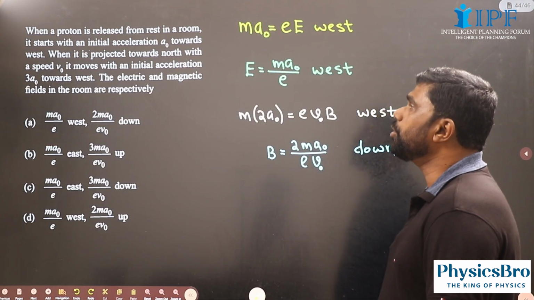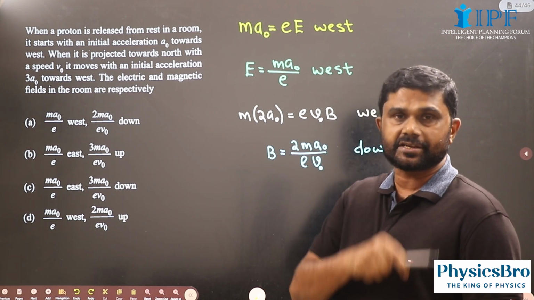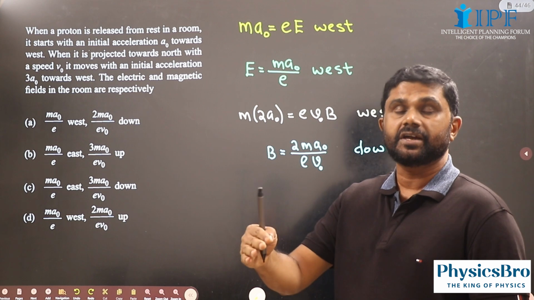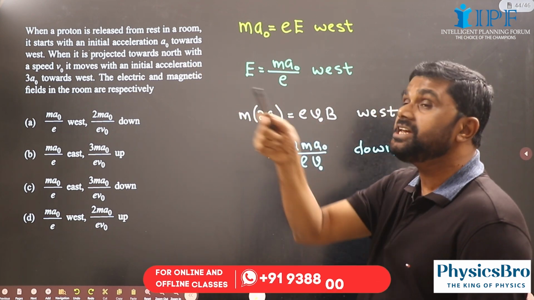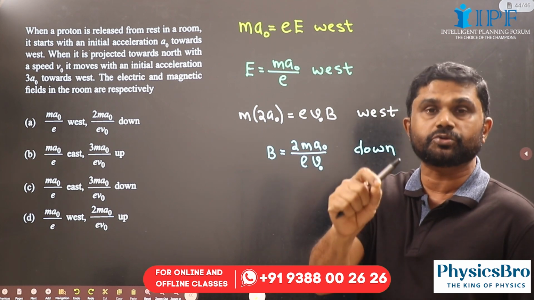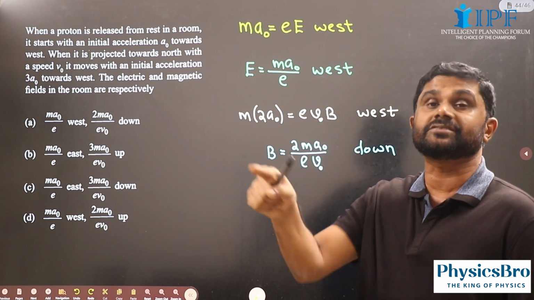When a proton is released from rest in a room, initially it is at rest. So there won't be any magnetic force, even if there is a magnetic field. Okay, it starts with an initial acceleration a0. So that is only due to the electric fields. So what would be the electric force? m a0.